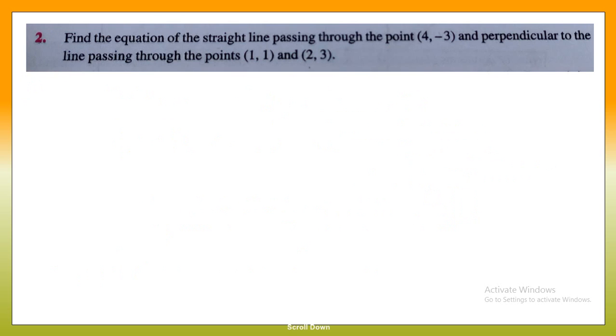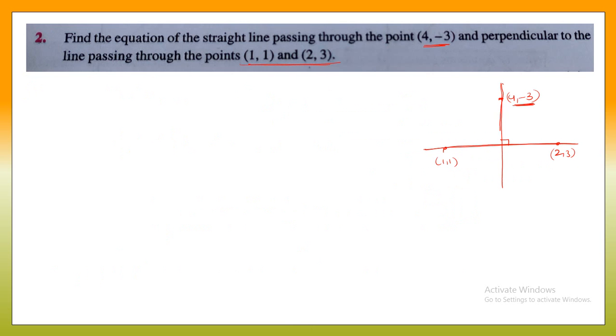Next, moving on to question number 2. What he has given: find the equation of the straight line passing through 4 comma minus 3 and perpendicular to the line passing through 1 comma 1 and 2 comma 3. Now here you observe, there is a line which is passing through 1 comma 1 and 2 comma 3. So through this line, there is one perpendicular line which is passing through the point 4 comma minus 3. So there is a point 4 comma minus 3.